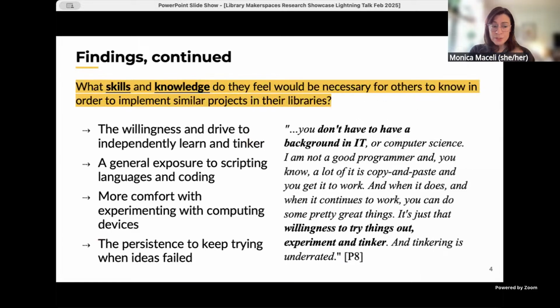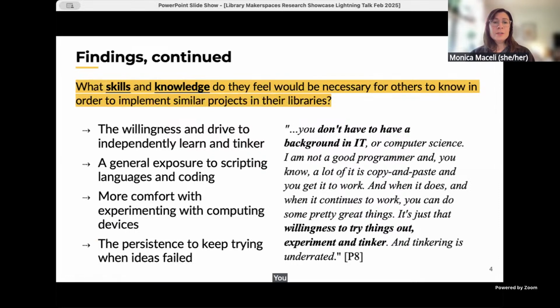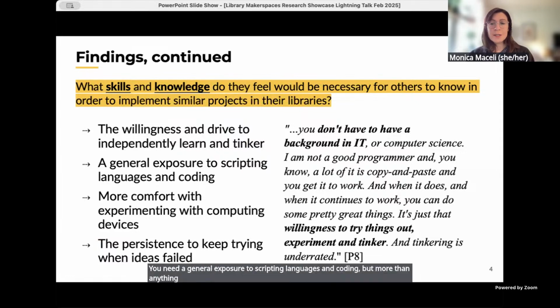As part of this research, I also explored what these librarians felt would be necessary from a skills and knowledge perspective to allow a broader set of librarians to contribute to this work. And really the large takeaway from this was you don't have to have a background in IT. You don't need to be a computer scientist. You need a general exposure to scripting languages and coding. But more than anything, you need this willingness, as one participant says, to try things out, experiment, and tinker. So really accepting bumps in the road, that there may be successes and failures, and having that persistence to keep trying.